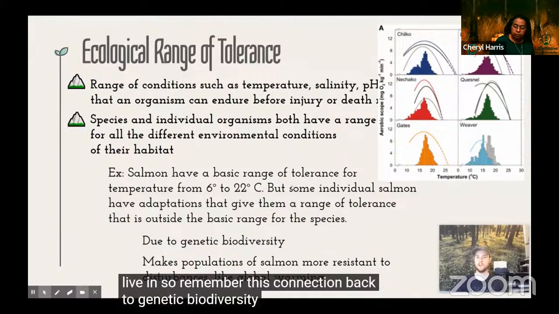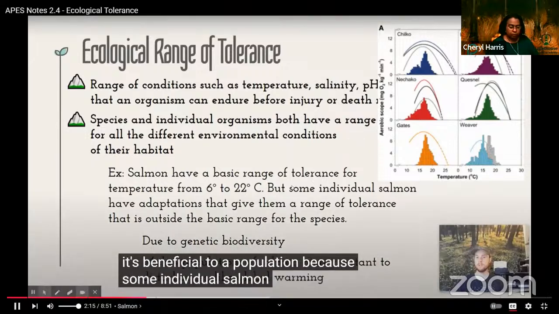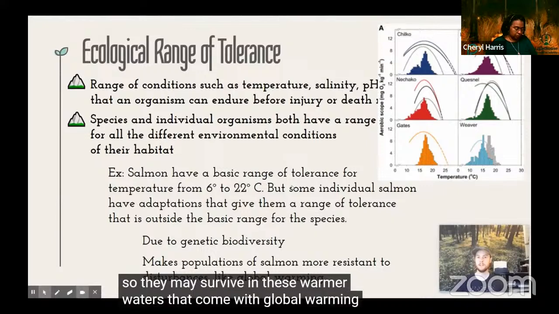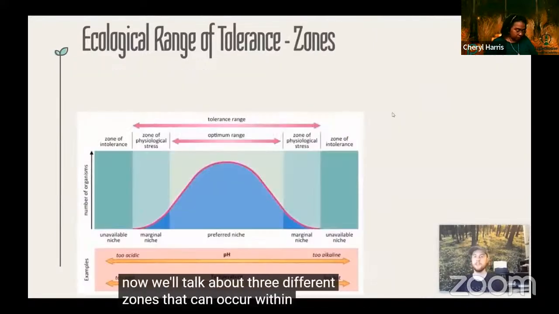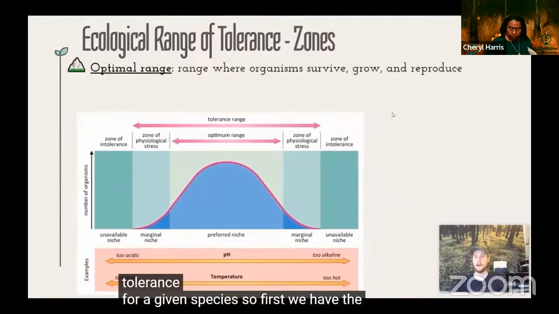It's beneficial to a population because some individual salmon will have temperature tolerance ranges slightly outside of that 6 to 22 degrees. So they may survive in these warmer waters that come with global warming. Now we'll talk about 3 different zones that can occur within the range of tolerance for a given species. So first we have the optimal zone.